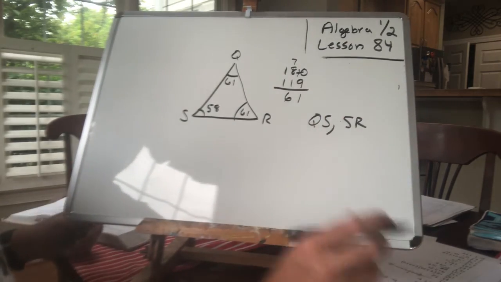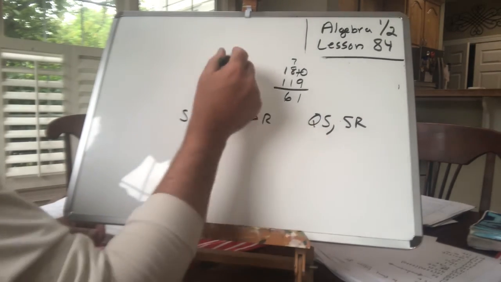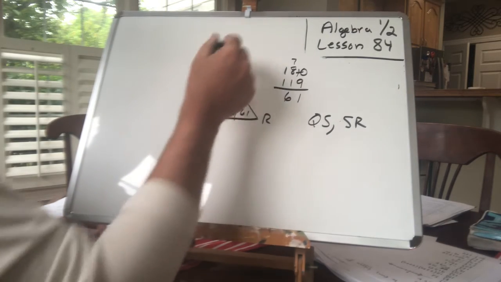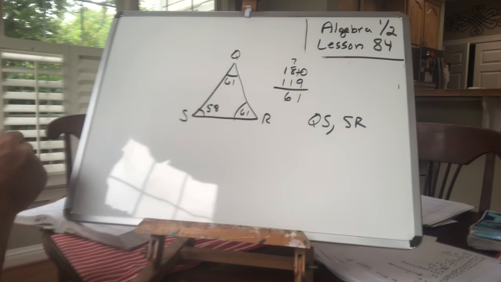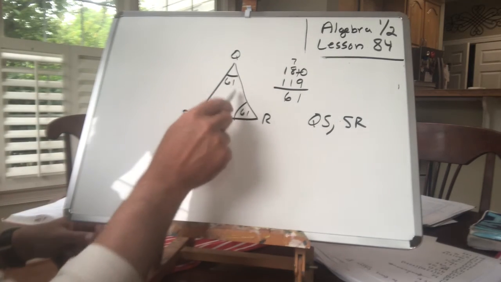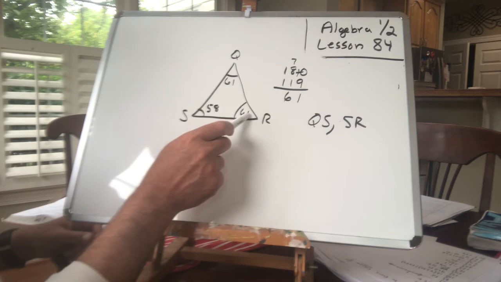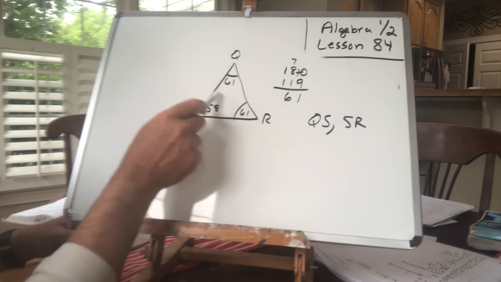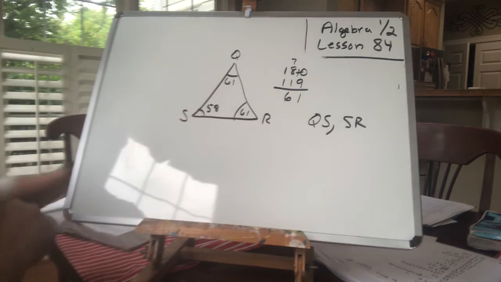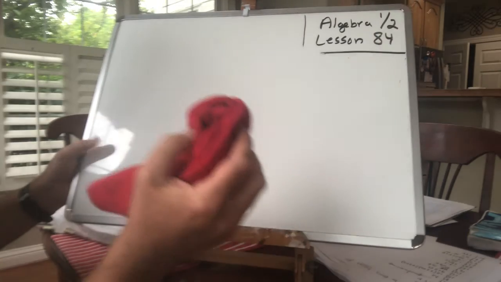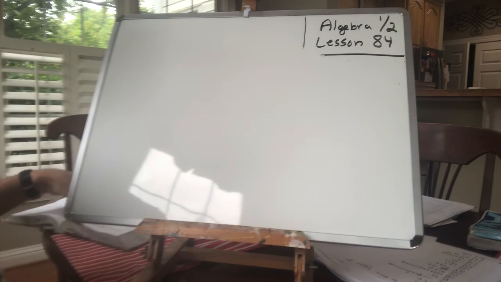Now it doesn't matter which letter comes first. This side, QS, I could also label it SQ. It doesn't matter which order I label it in, okay? But the two angles that are equal are this one and this one. The sides that would be equal are on the other side, directly opposite of it, okay? All right. If you need to stop the video and go back and watch it again, that will help.